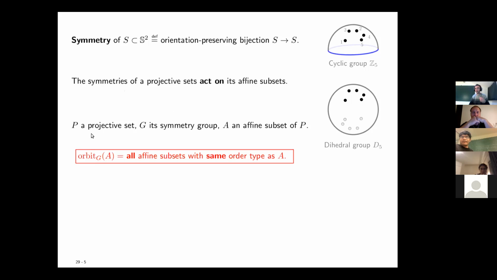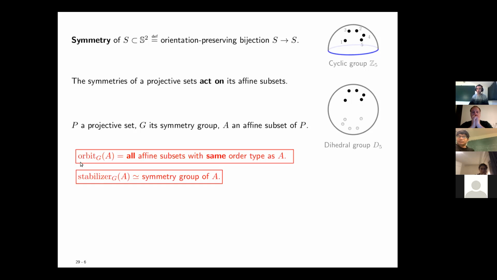And that means that, in fact, when we look at our projective set and we fix an affine subset, we can look at the orbit of that affine subset under all symmetries of the projective set. And it turns out that this is exactly all affine subsets with the same order type. We can look also at the stabilizer. What are the symmetries that keep an affine subset globally invariant? That maps it to itself.